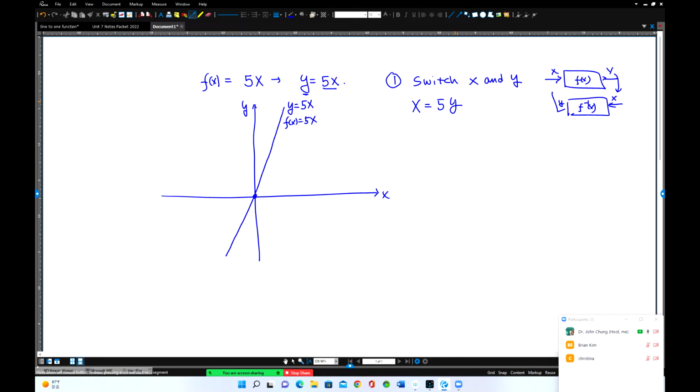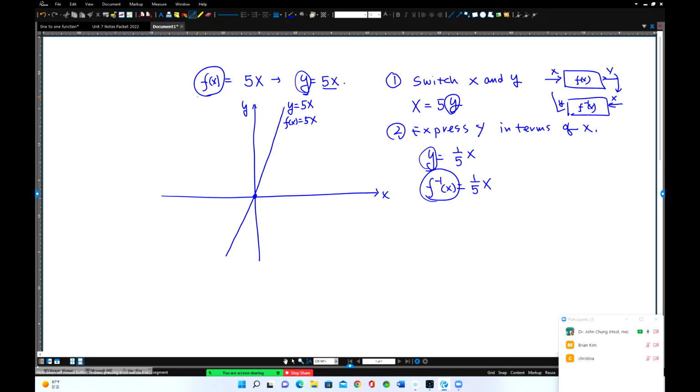Now this is the inverse, but we need to express y in terms of x. So what is y? You can divide both sides by 5. So y equals 1 over 5 x, isn't it? To avoid confusion, this y is totally different, right? So we replace it with the inverse notation: f inverse of x equals 1 over 5 x. That means this one is the inverse of this original.